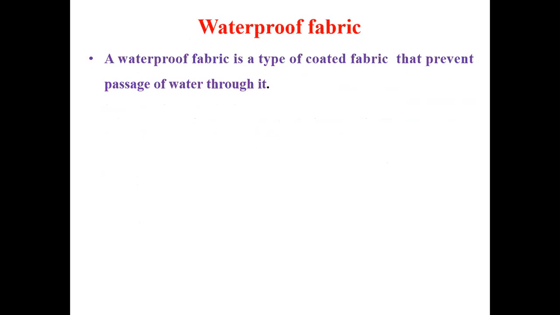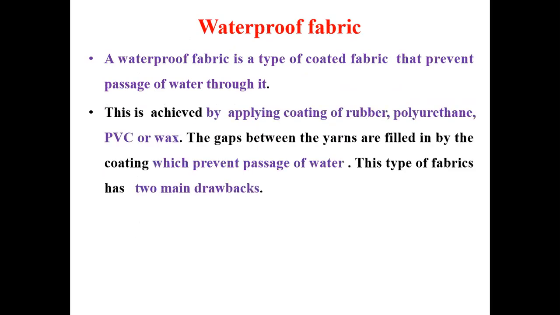A waterproof fabric is a type of coated fabric that prevents passage of water through it. What I mean to say here is that in the case of the waterproof fabric, the water cannot pass through it. This is achieved by applying a coating of rubber, polyurethane, PVC, or wax. The gaps between the yarns are filled up by the coating, which prevents the passage of the air and the water.